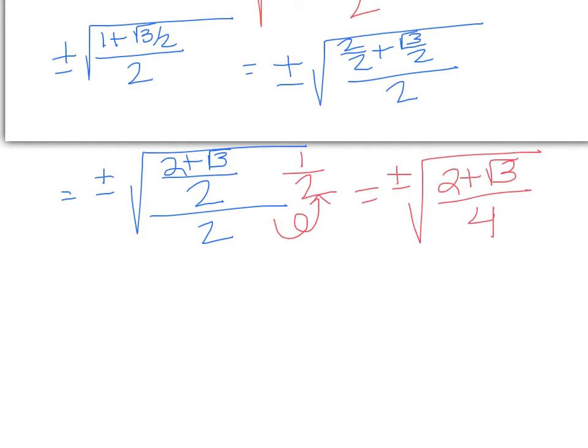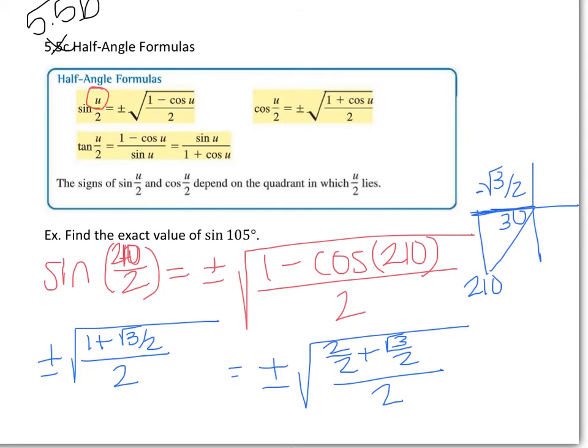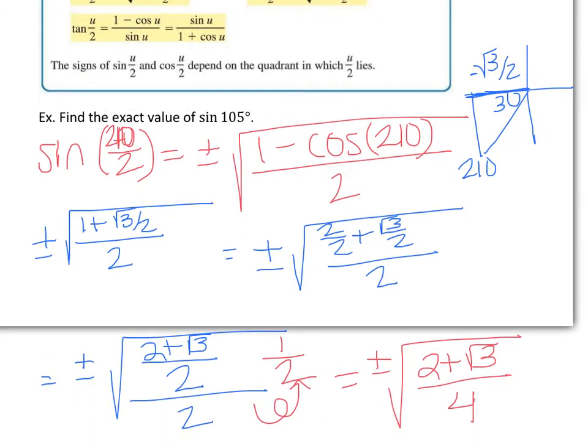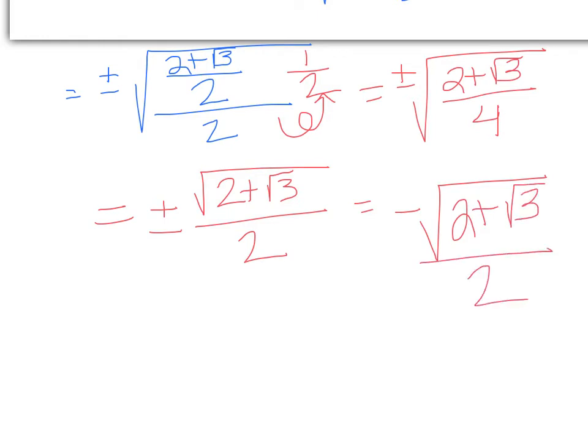I can take the square root of 4, so simplify it just a little bit further. Plus or minus, radical still across the top, over 2. And then I have to decide, am I positive or am I negative? So I look at my original problem. It says sine of 105. I'm in quadrant 2, or I'm in quadrant 3. In quadrant 3, sine is negative. So final answer, negative radical 2 plus radical 3 all over 2.